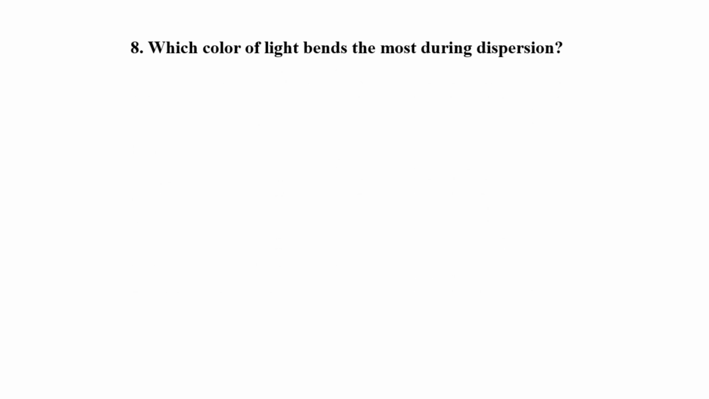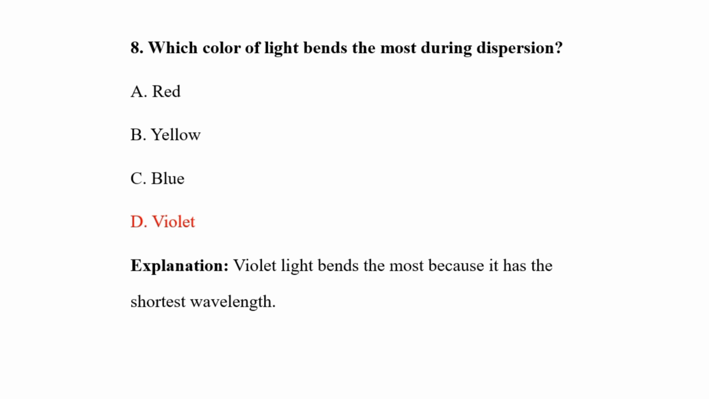Question number 8. Which color of light bends the most during dispersion? A. Red. B. Yellow. C. Blue. D. Violet. The answer is violet. Violet light bends the most.